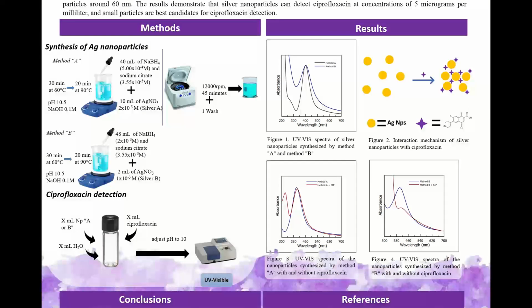Results. In Figure 1, we can see that the nanoparticles present an absorption band near 400 nanometers, which is characteristic of silver nanoparticles. The silver nanoparticles synthesized by Method B present a greater bandwidth and shift toward the left, which tells us that we have a smaller size of nanoparticles.